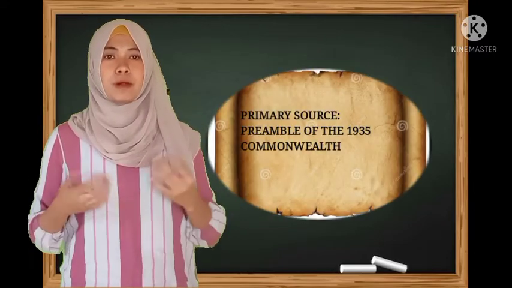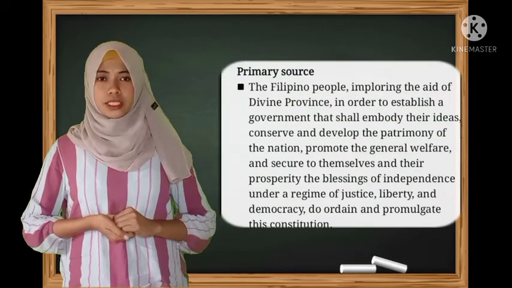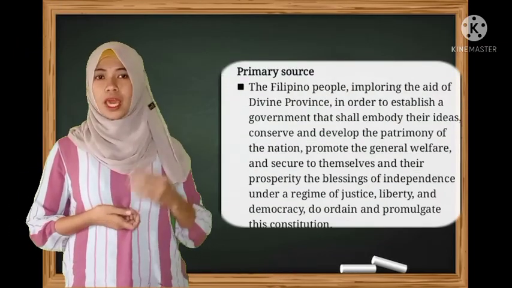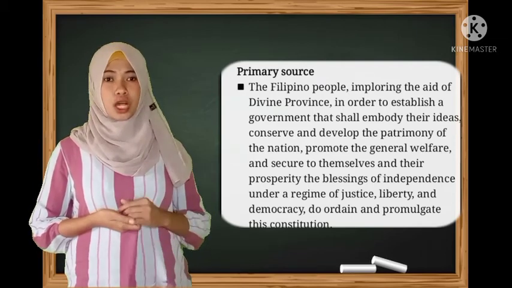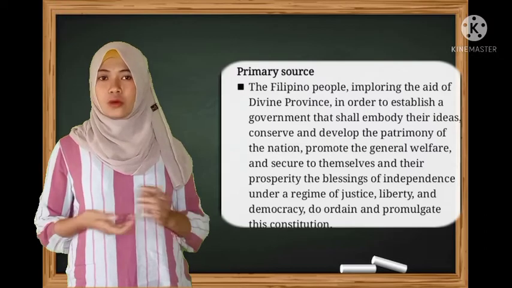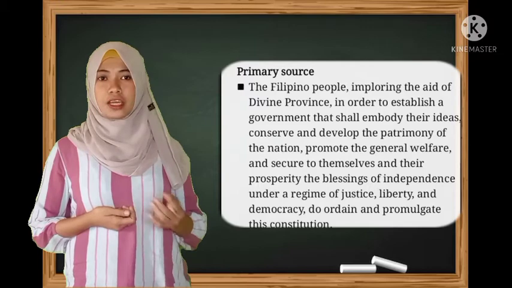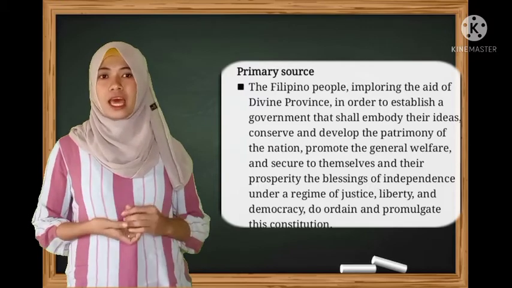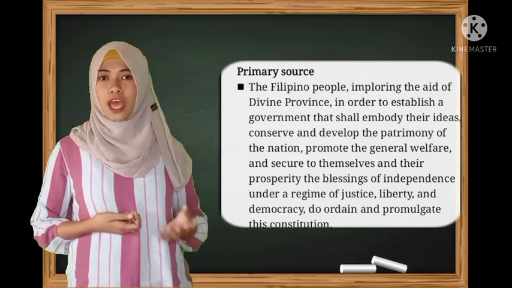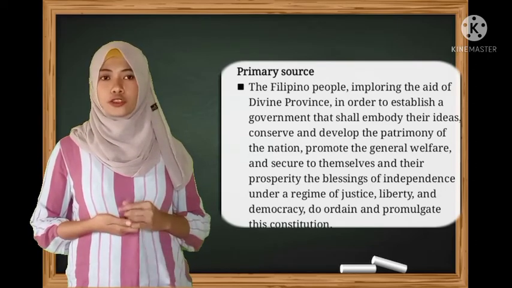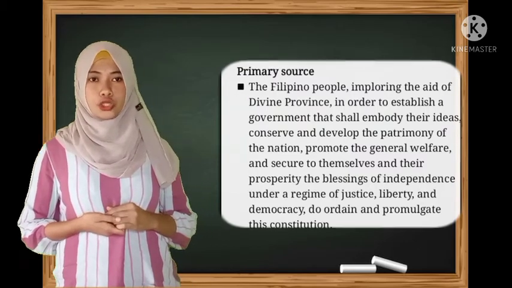Primary source, the Preamble of the 1935 Commonwealth Constitution. The Filipino people, imploring the aid of Divine Providence in order to establish a government that shall embody their ideals, conserve and develop the patrimony of the nation, promote the general welfare and secure to themselves and their posterity the blessings of independence under a regime of justice, liberty, and democracy, do ordain and promulgate this Constitution.